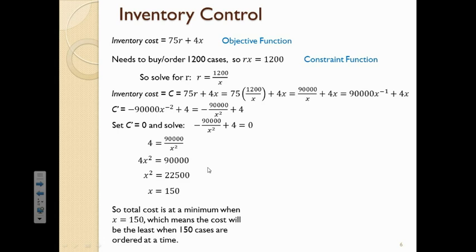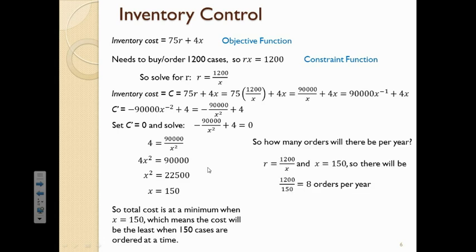Well, how many times per year must we order this? Well, now we go back and use our formula that we developed before. The R is equal to 1,200 over X. And if X is 150, it becomes 1,200 over 150. So we're going to order 8 orders per year. So 8 orders per year at 150 cases per order. That will give us our 1,200 cases that we need. It will also give us our minimum inventory cost.